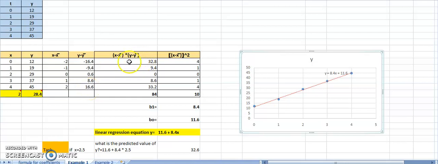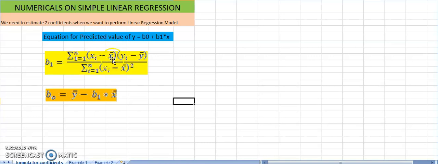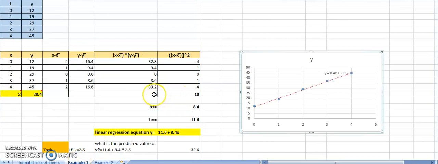Okay, so the next term that we need in the numerator when I calculate b1 is x minus x bar multiplied by y minus y bar. So individual terms are being multiplied out here. Okay, and then I need the summation of all these things for the numerator, as we have seen here. For the numerator, I need the summation of this term multiplied by this term for all the sample values. So this is what we have done here. That's how I get the value 84.